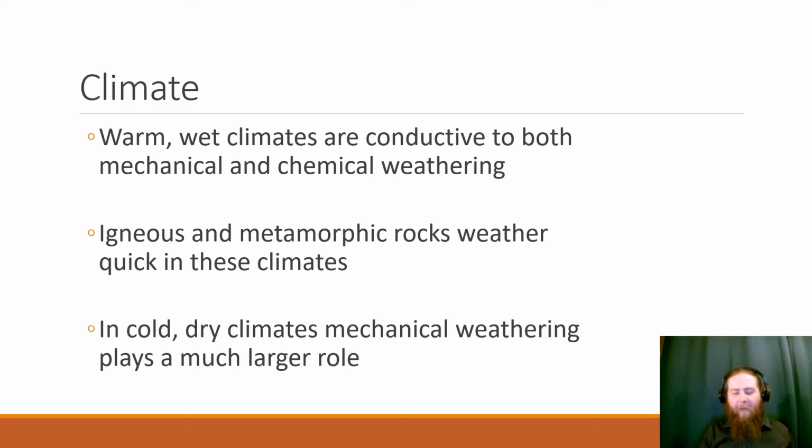Climate is our third thing that affects the rate of weathering. In warmer and wetter climates, we have both mechanical and chemical weathering, in the form of rain for mechanical, and chemical weathering is this water getting in there and forming these different compounds. So igneous and metamorphic rocks weather very quickly in climates that are warm and wet. In colder, drier climates, things like frost wedging and mechanical weathering play a much larger role. There's not as much chemical weathering in these areas. So we're not dissolving rocks, we're breaking them down into smaller pieces.